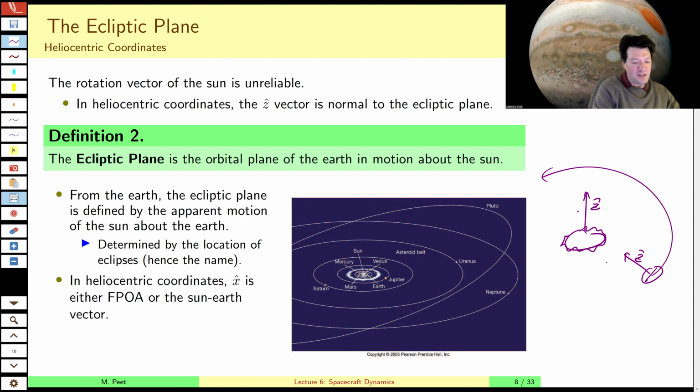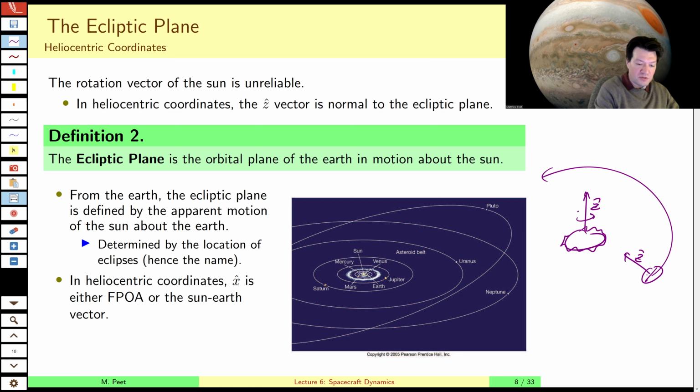But the z-hat vector of the sun, the rotation axis of the sun, is relatively unreliable. And it doesn't really align with the ecliptic plane, so the orbital plane of the planets. And so people don't use that, right? It's not typically used. And so we define another vector in addition to the z-hat vector of the Earth. Here's the z-hat vector of the Earth, which is a little bit more reliable, and that is the angular momentum vector of the Earth as it moves around the sun.